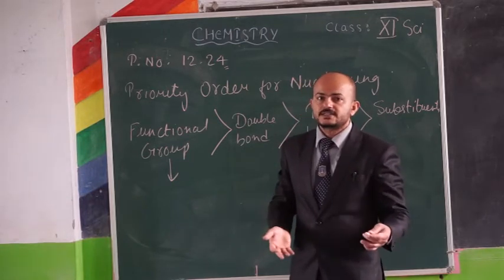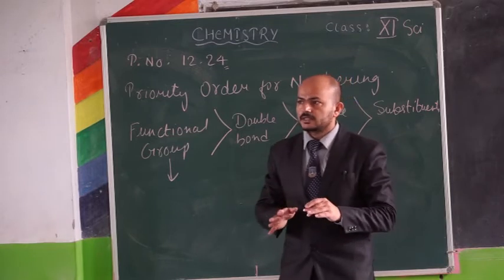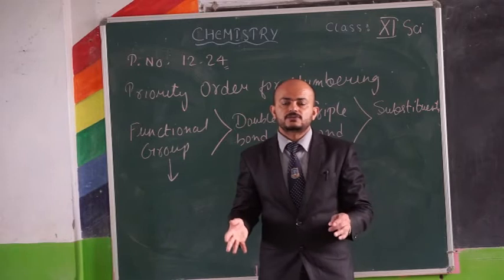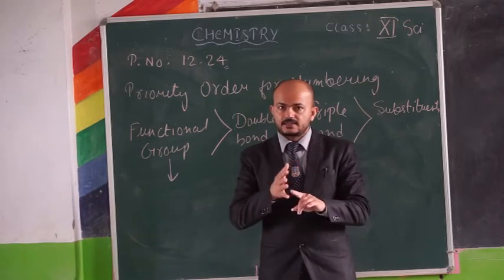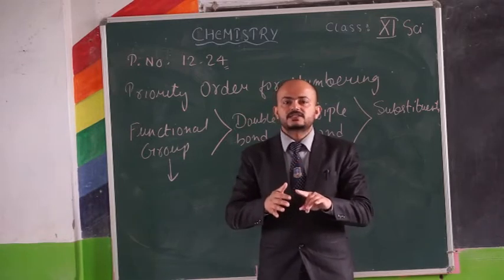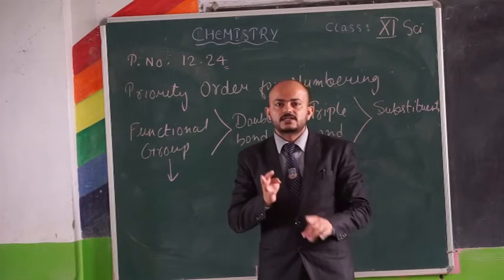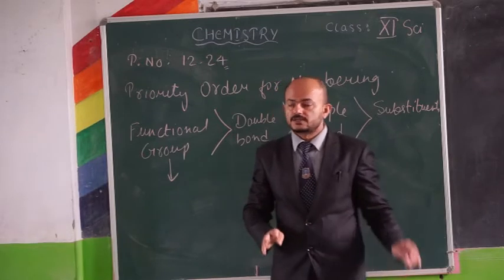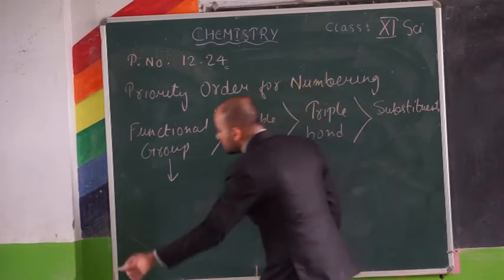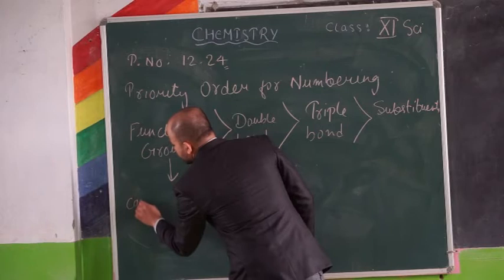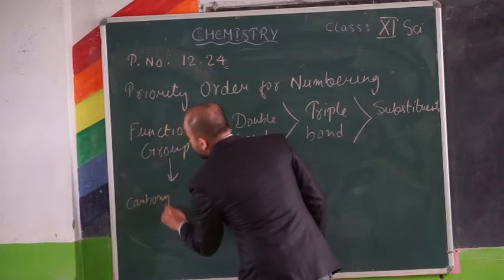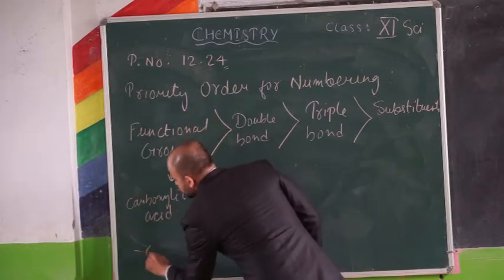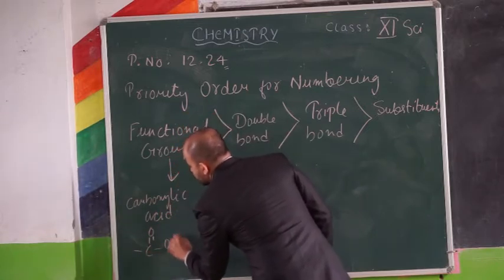but the most preference is given to some of them. The compounds that you usually have in your syllabus are those which have carboxylic acid, aldehyde, ketone, or alcohol. So let's remember the priority order for these four functional groups. The first priority is given to carboxylic acid, that is C double bond OH.